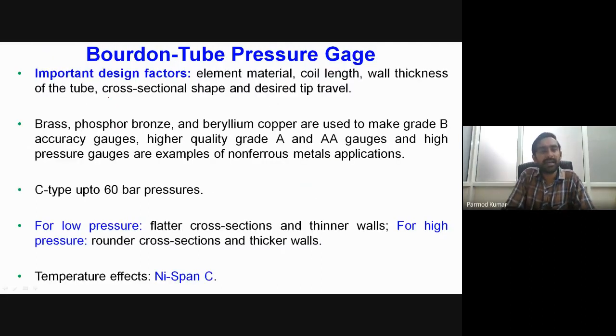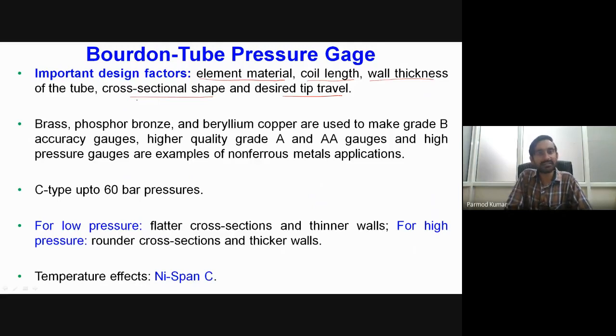Then when we design these Bourdon tube pressure gauges, there are some important design factors. One of the important factors is the material of the element of which our tube is made. Another important factor is the length of the coil. Next important factor is the thickness of the wall, and cross-sectional shape. What should be the initial shape of the cross-section when we are fabricating the gauge, and then the desired tip travel, how much our tip should move, in order to reflect a certain value of the pressure.